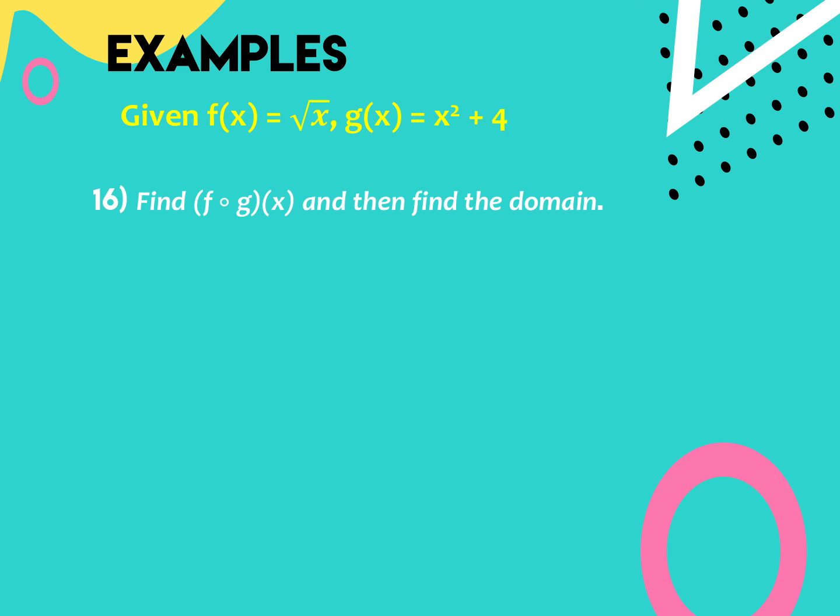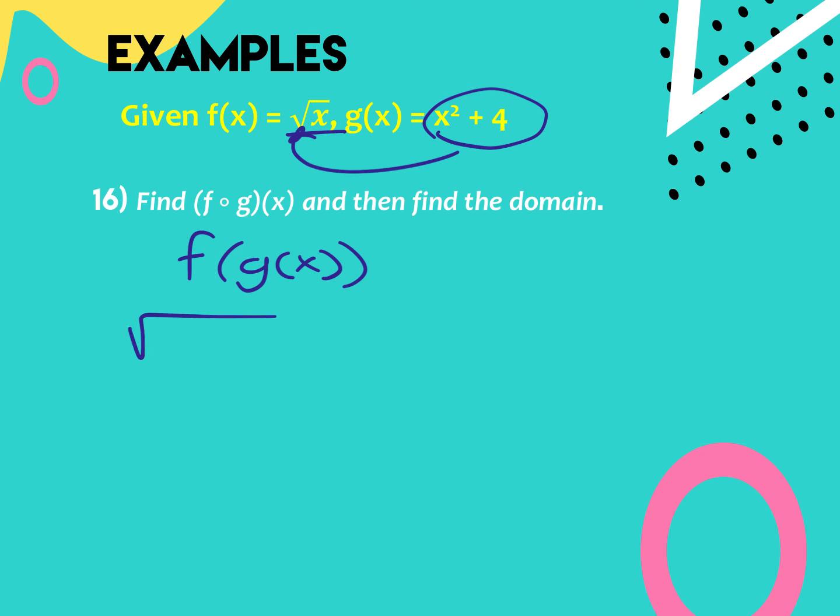So I think I'm going to run out of time. I'll do it on the video. But let's just talk about what would be the restrictions here. So this would be square root of x. F of g of x. I'm going to take this and plug it in here. So I get square root of x squared plus 4.